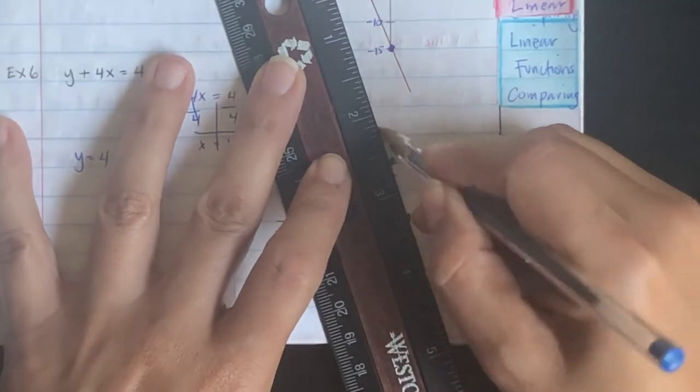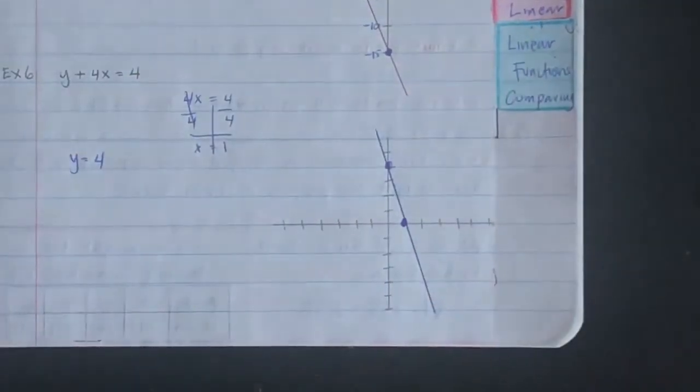This is a listening check. Put a box around y equals 4. And that's it. And that's how you graph linear functions.